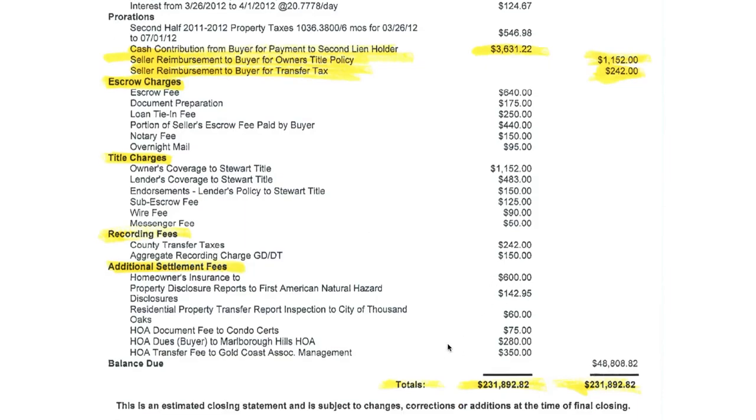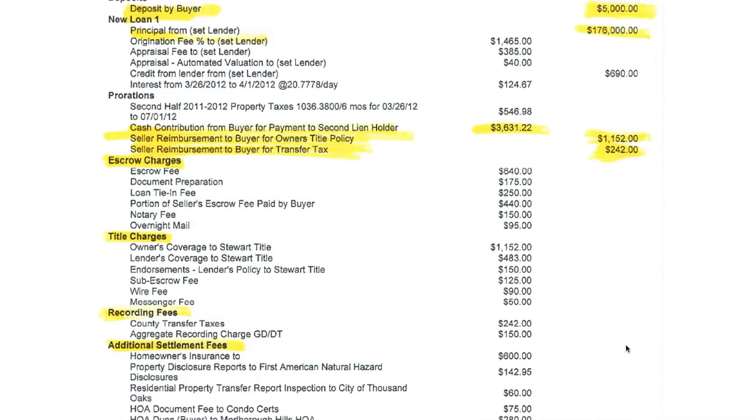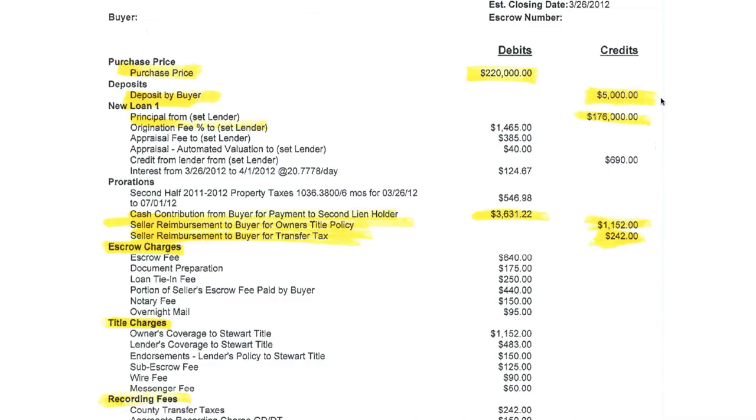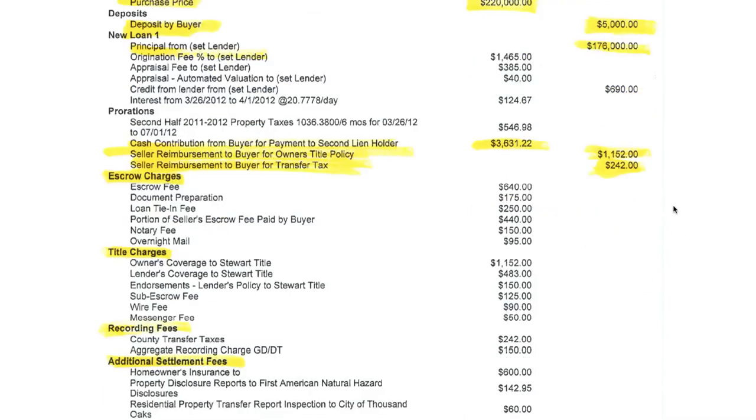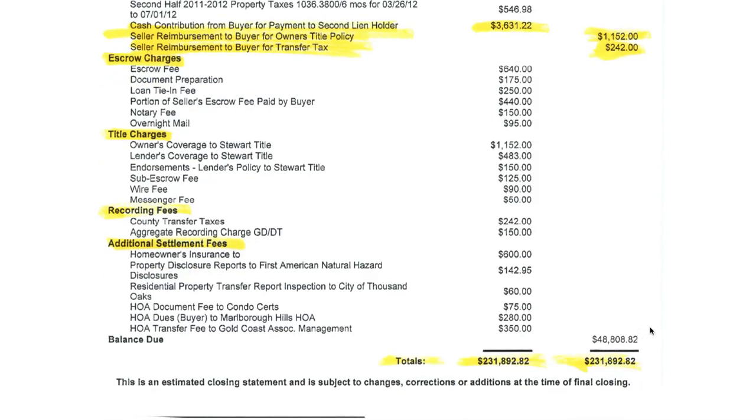So it's important to note at the bottom, we see a balance due of $48,808, okay? So what this means is, at the end of the day, after the $5,000 deposit was made, we have a new loan in place, we've got some lender credit in place, we've got the seller reimbursement for the fees that the seller's paying for. At the end of the day, the buyer has to bring in $48,808.82, okay, to basically cover all of the fees that are their responsibility plus their portion of the down payment. In this instance, it was 20% down, so this is the remainder of the down payment plus the fees.